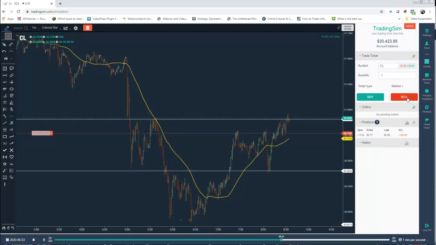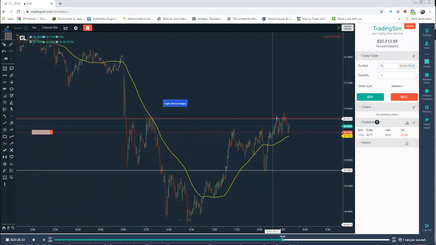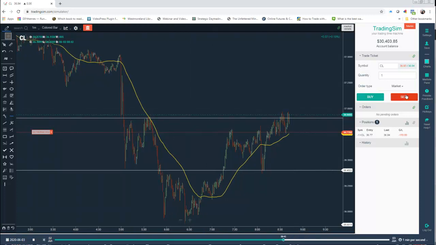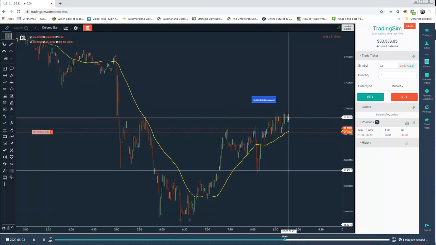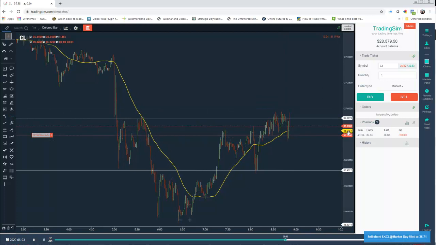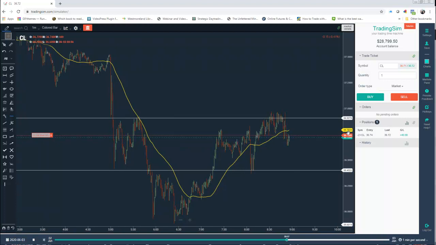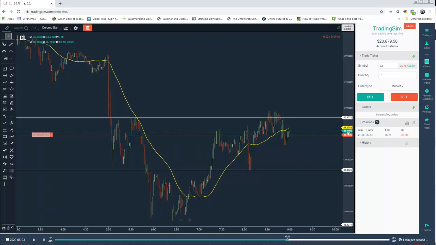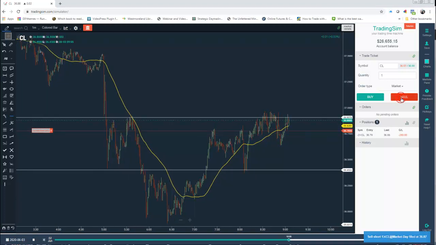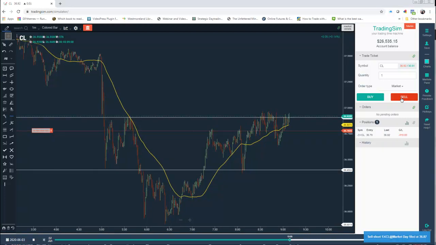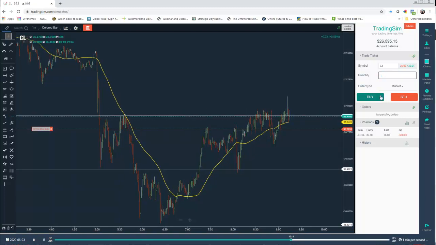Close, all right. All those were underneath. Just barely breaking through there. I wouldn't mind selling this again. I'd like to sell again.